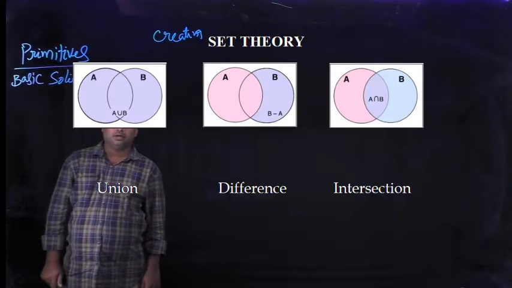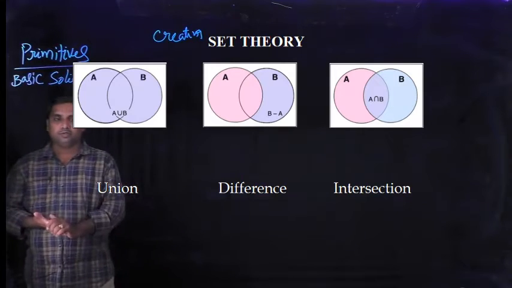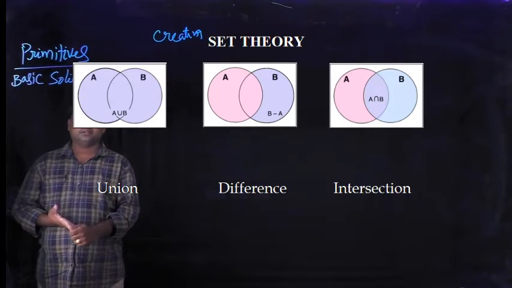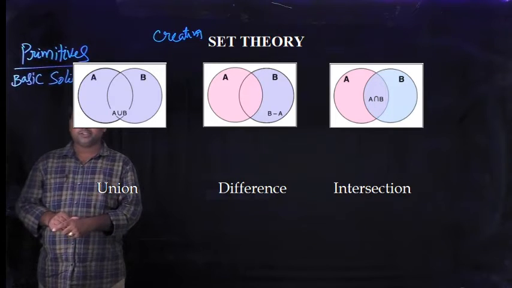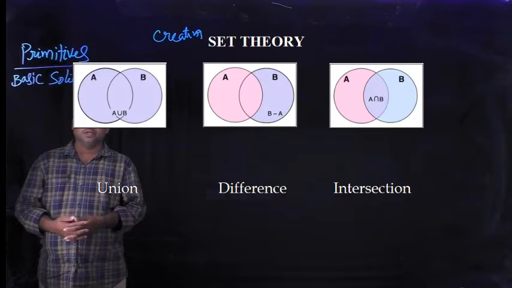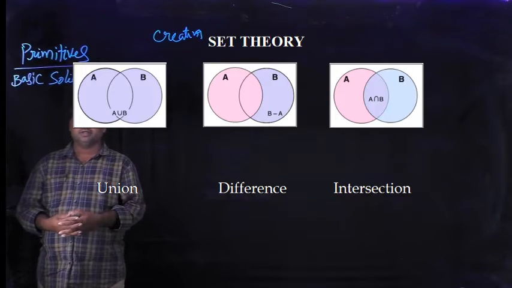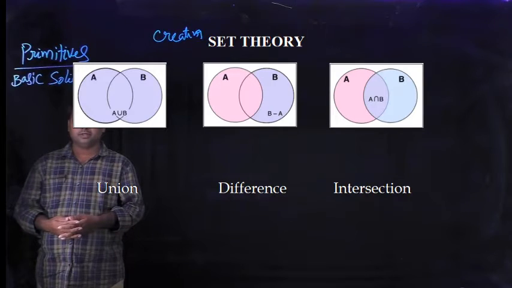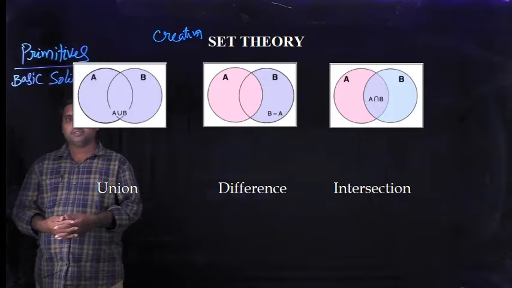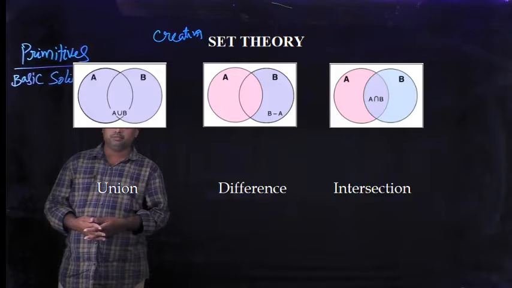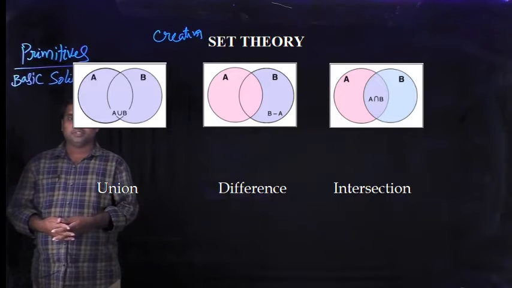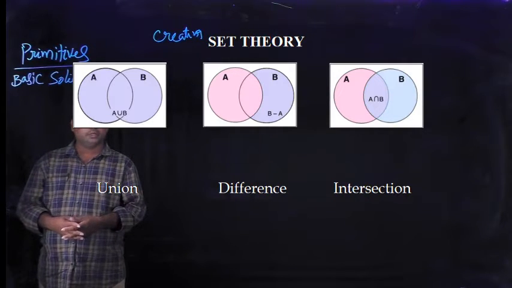Set theory. You know the set theory from the 10th class standard. So, set theory operations you also know. One is A union B, the first one. The second one is A minus B, that is called difference. And the third one is A intersection B, which gives the common points from A and B. Now, how are we using this set theory for modeling solid components?